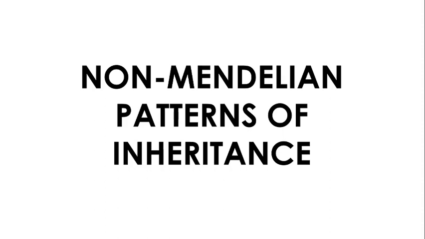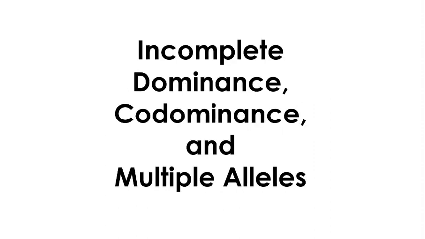So, at this point, for us to understand the complexities mentioned earlier, let us talk about the different non-Mendelian patterns of inheritance. Under non-Mendelian patterns of inheritance, we are going to talk about incomplete dominance and codominance, and we are also going to talk about multiple alleles, which is also a part of the topic of codominance. So in this video, we are going to briefly discuss each of these patterns of inheritance.